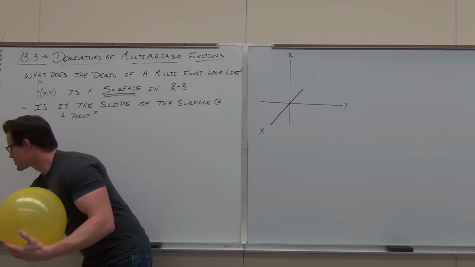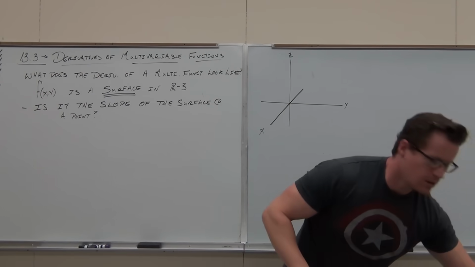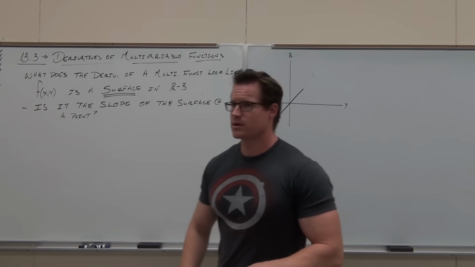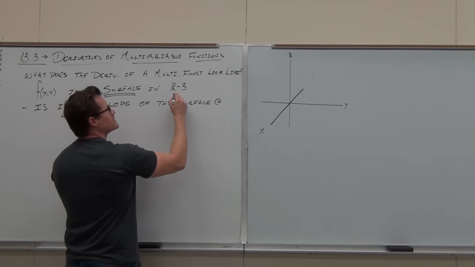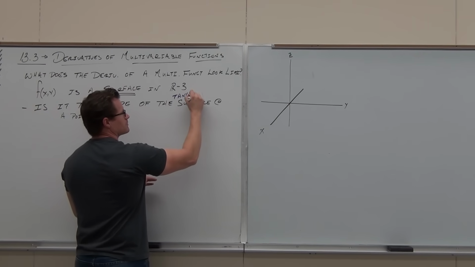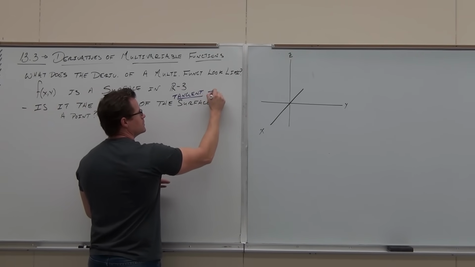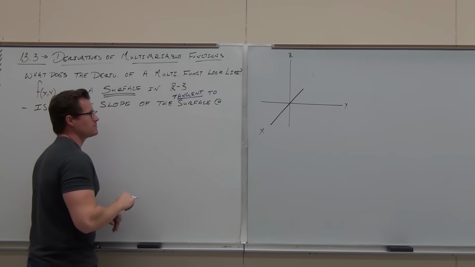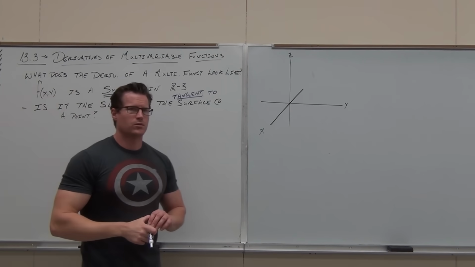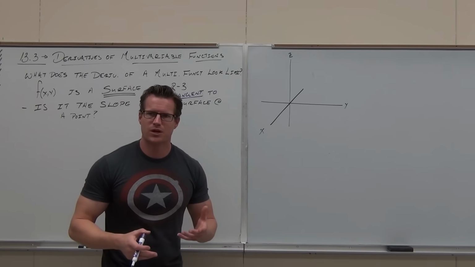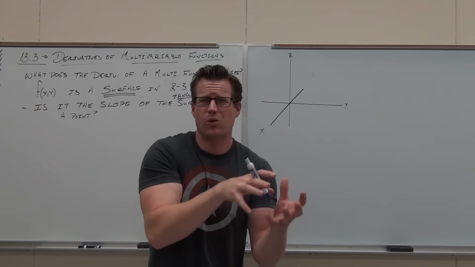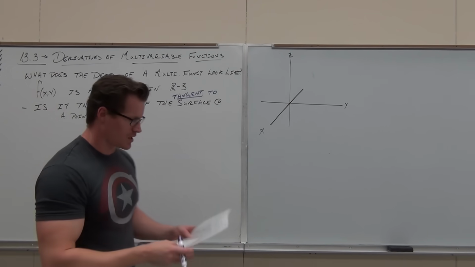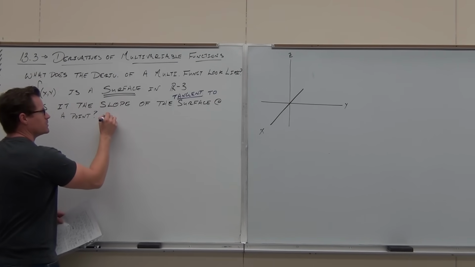So is it the slope of the surface at a point, or the slope, I should really clarify this, is it the slope of the tangent to the surface at the point? Well, that's an ambiguous question. So the answer is no, but no. Well, let's think about it. This is very ambiguous.